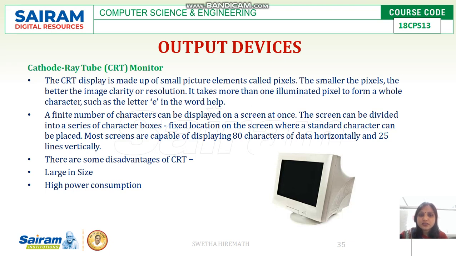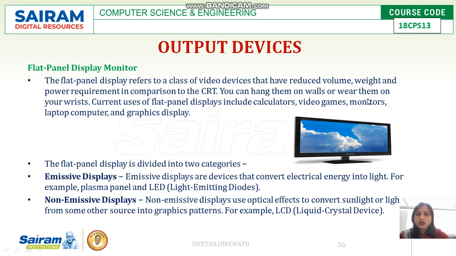Cathode ray tubes have some disadvantages: they are larger in scale, very large in size, so the space required to store or place them will be more, and they have high power consumption. The high power consumption makes them not so useful, but further development led to the implementation of flat panel display monitors.